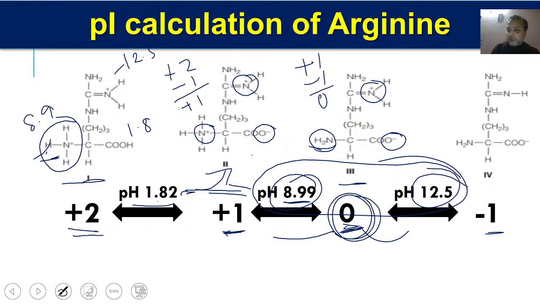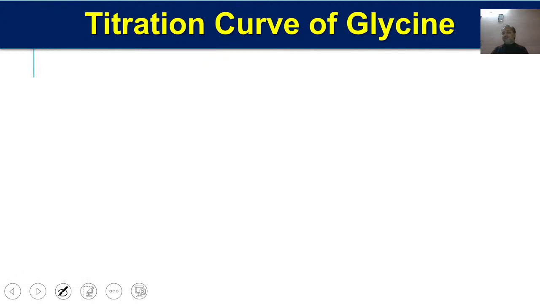Again, if you increase the pH to 12.5, at 12.5 this group will dissociate. So it has lost one proton and the positive charge has gone. Whatever we have seen here, the same thing we are going to plot in the form of a graph, and that is called a titration curve.